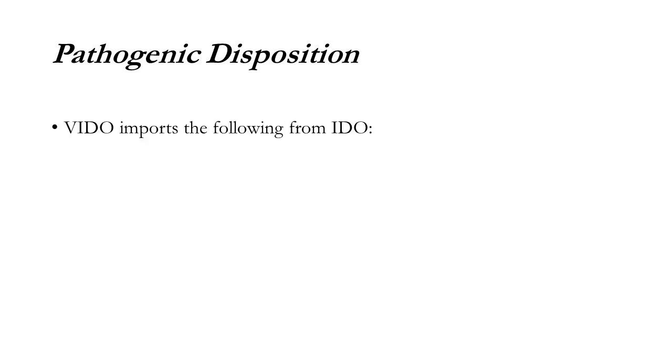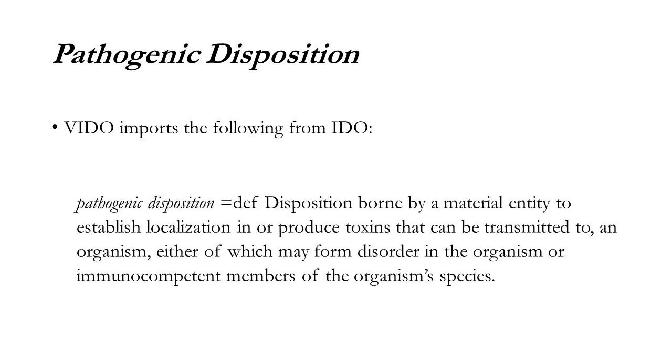So we index. Now, the virus infectious disease ontology imports the following term from the infectious disease ontology, which is pathogenic disposition, which is, as you can see, a pretty lengthy definition. I'm going to go through the parts of this in turn. So first to note, it's a disposition. What we mean by this, following the basic formal ontology top-level architecture, is that a disposition is a sort of property that is internally grounded in the material constitution of some entity. This is in contrast to roles. They're contrasted in the sense that roles are externally grounded.